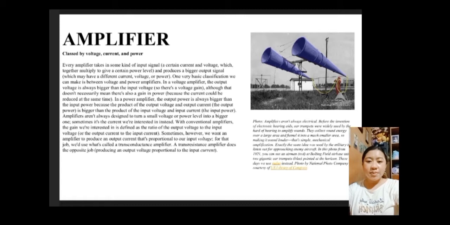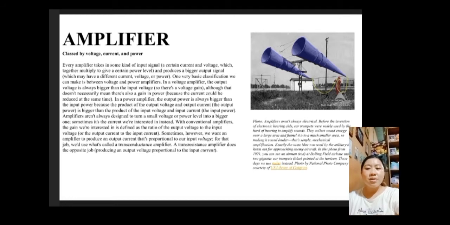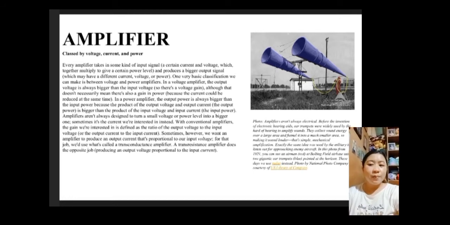Like what I have said a while ago, amplifiers involve voltage, current, and power. The main difference between a voltage amplifier and a current amplifier is that voltage amplifiers amplify the voltage, whereas current amplifiers amplify the current. In other words, voltage amplifiers provide higher voltage gain, whereas current amplifiers provide higher current gain.